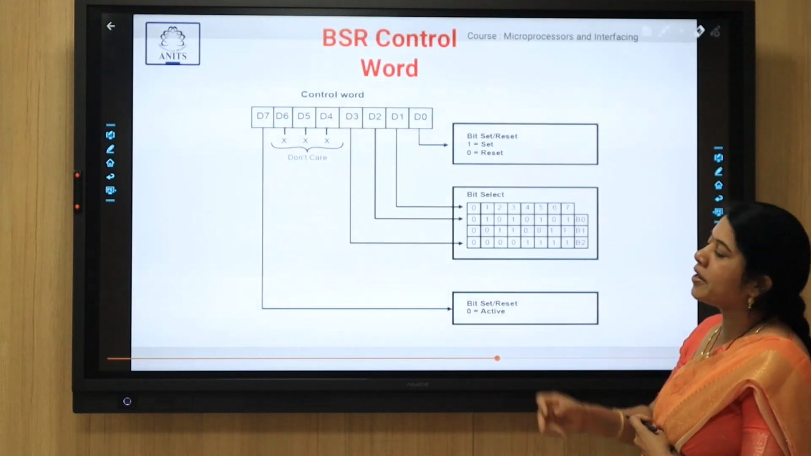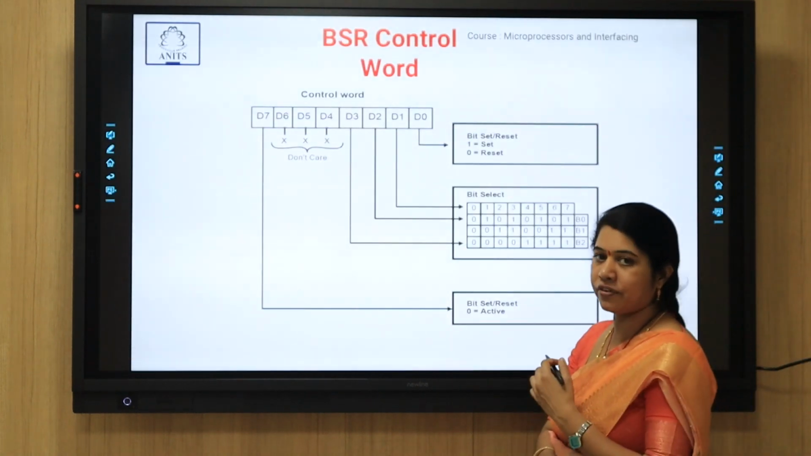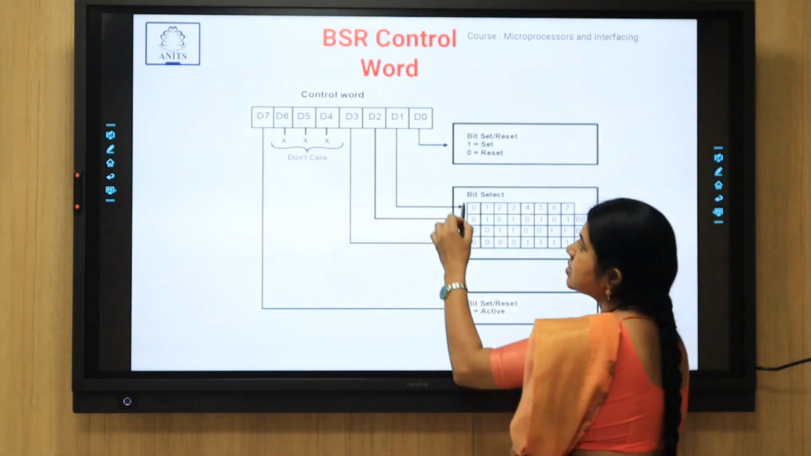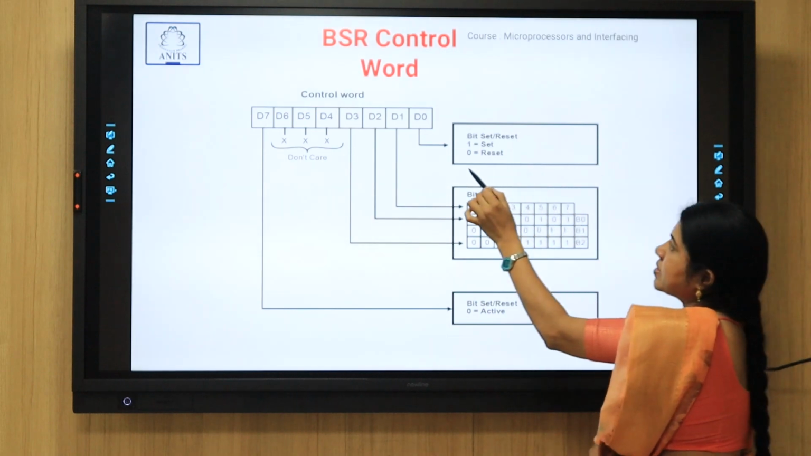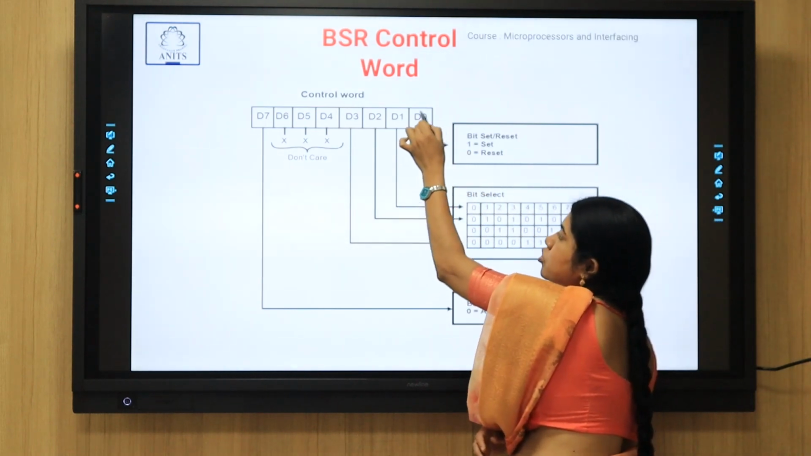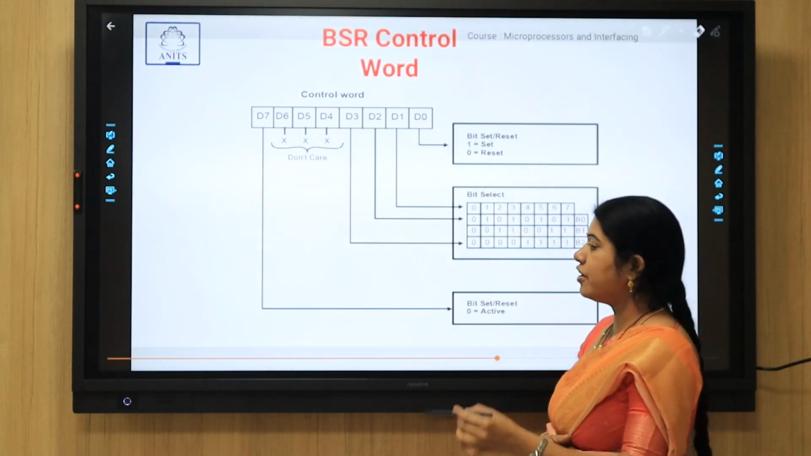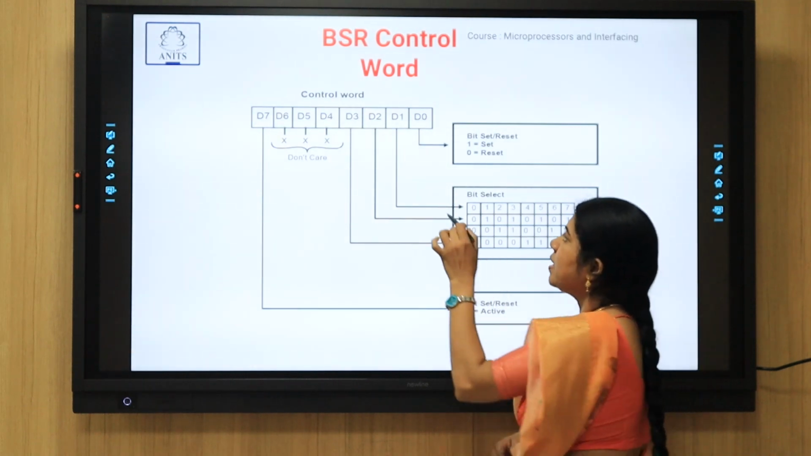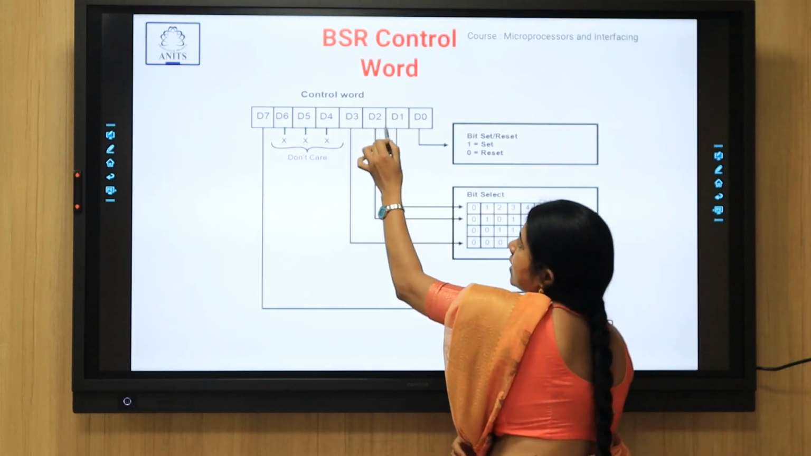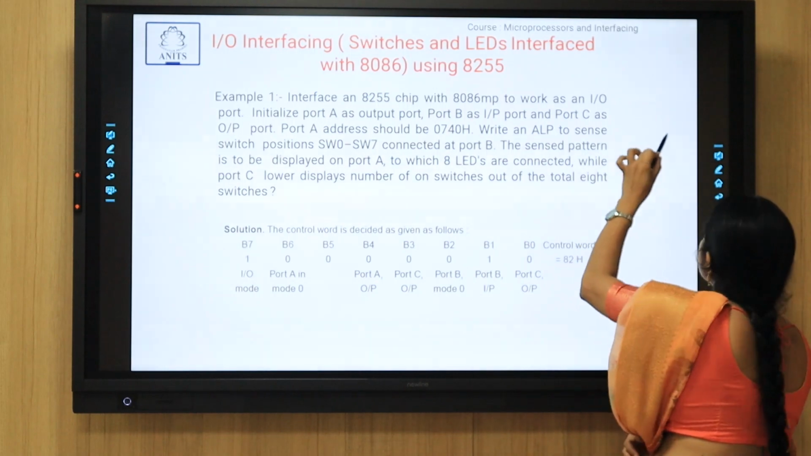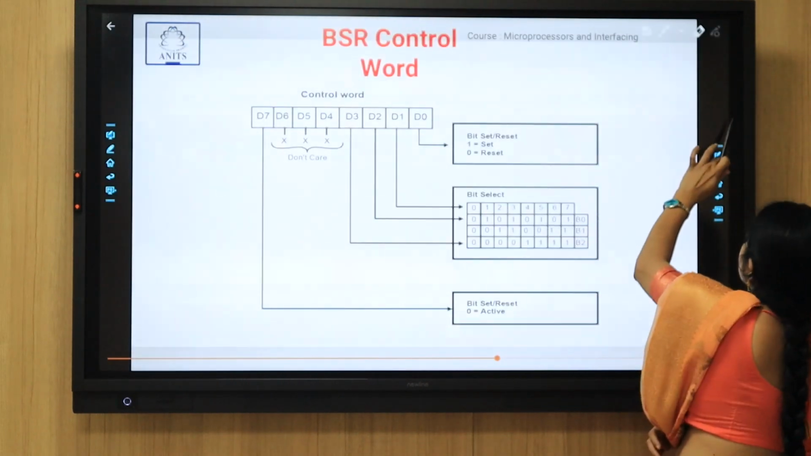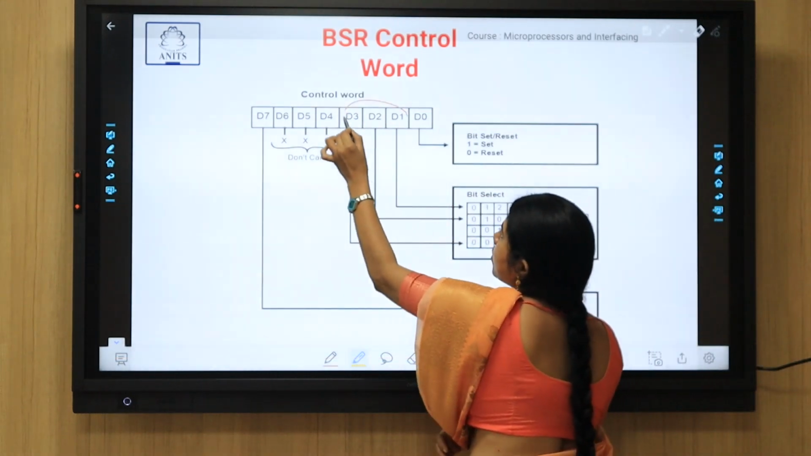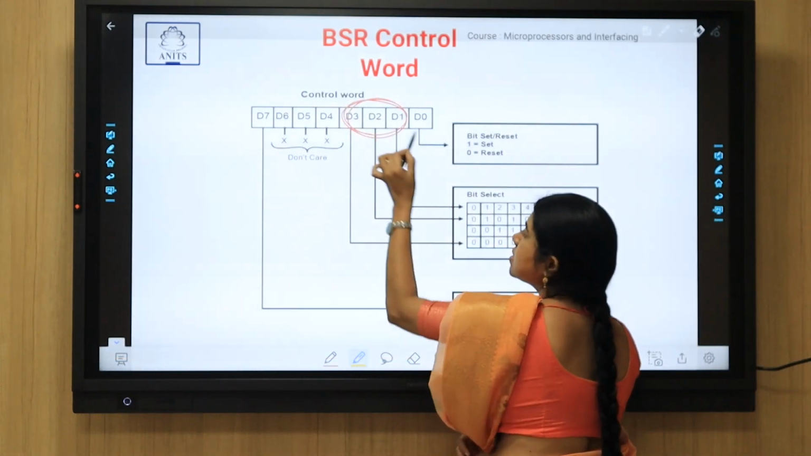So let us see the format of the control word of 8255 in the BSR mode. Yes, this is also an 8-bit mode. The first bit is used to represent whether the particular bit is to be set or reset. If you want to make, for example, PC0 to PC7, that will be selected through these three bits. The port C bits will be selected through these 3 bits.